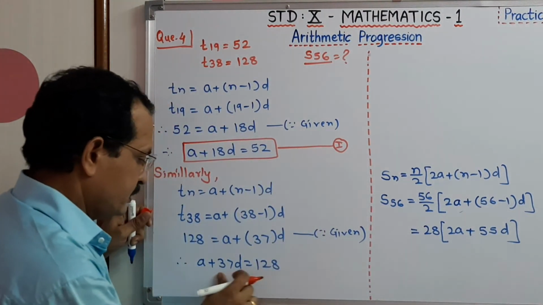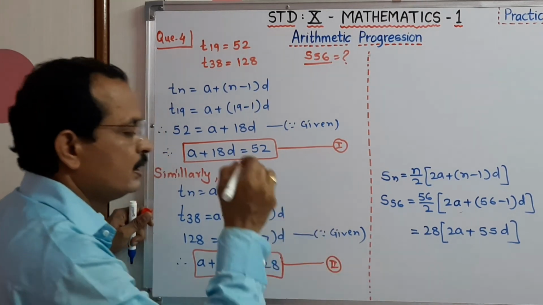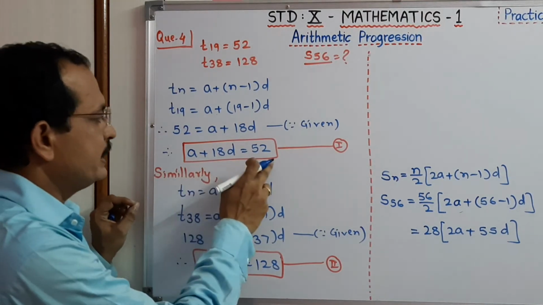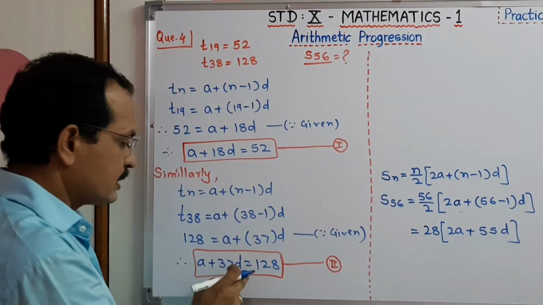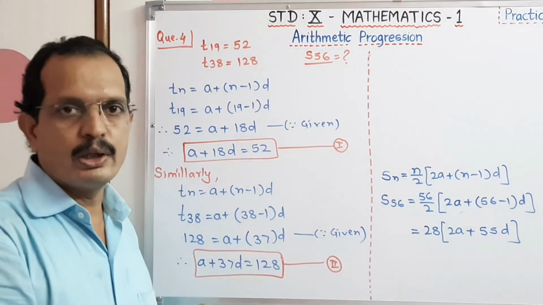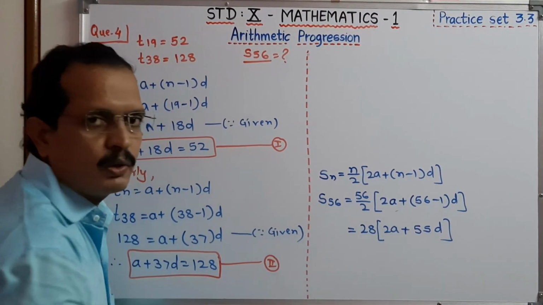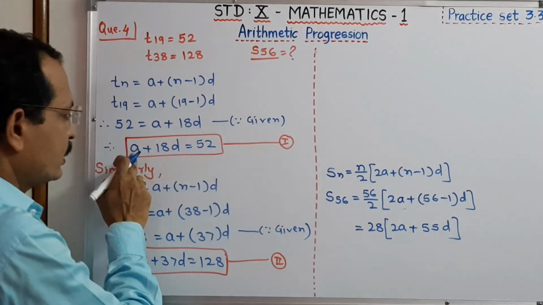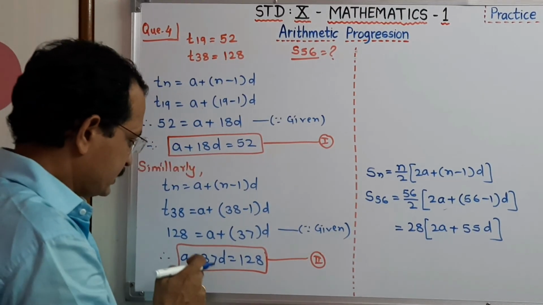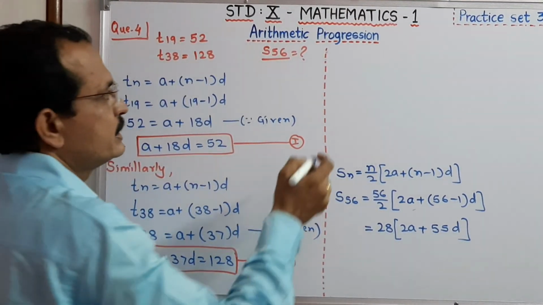Now see here, we got the second equation. Now see, a plus 18d is 52 and a plus 37d is 128. These are the two equations, and now we have to solve them. We have to find the values of a and d. Therefore, now we have to do the subtraction here, or just do the addition. See here, add first and second.